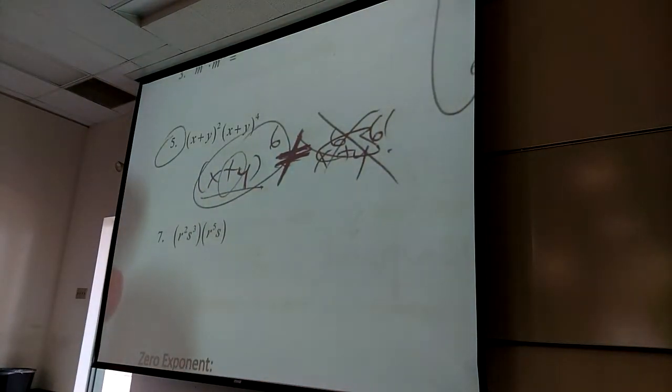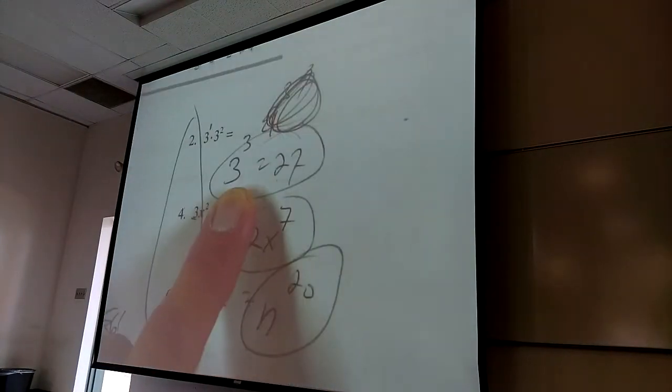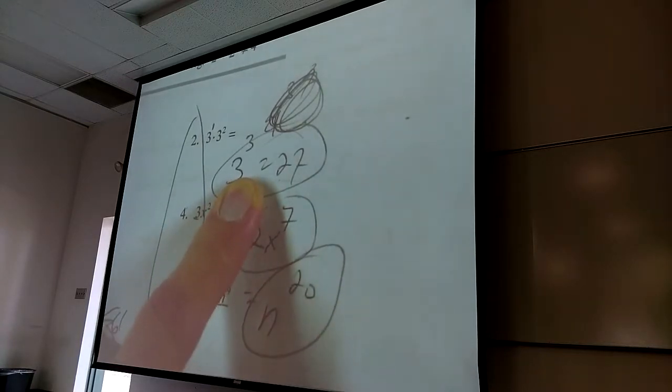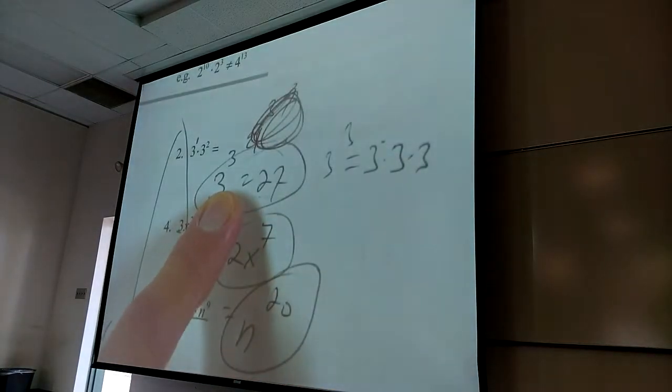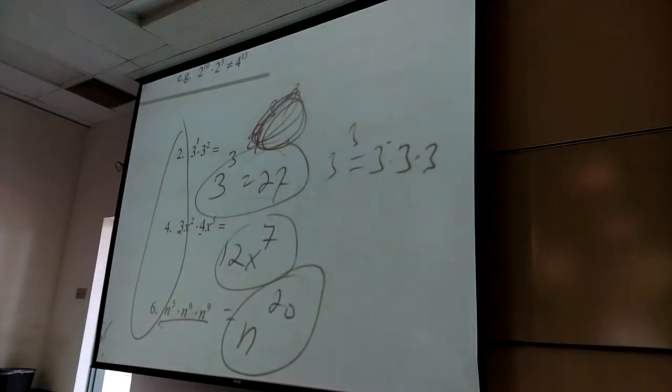Yes? I have a really good question. How did you get 27 for 2? 3 cubed means 3 times 3 times 3. So what's 3 times 3? Okay. So 3 cubed means 3 times 3 times 3. Gotcha. For that same one, if I did 3 times 3 is 9, and then 3 times 9 is 27, is that the wrong way to do it?